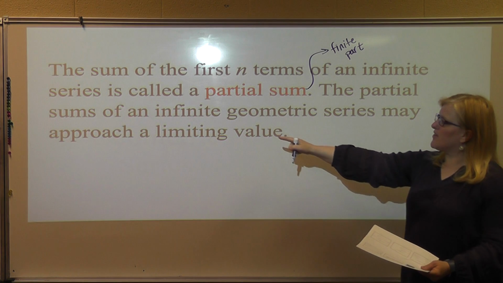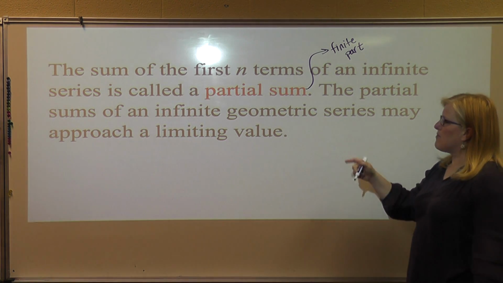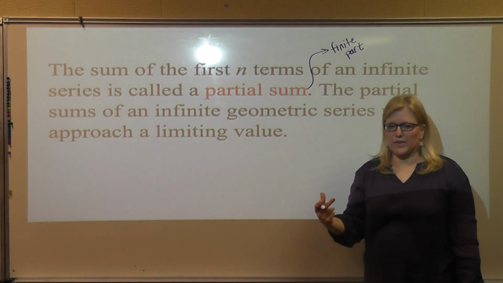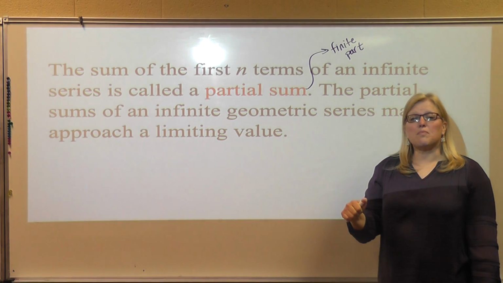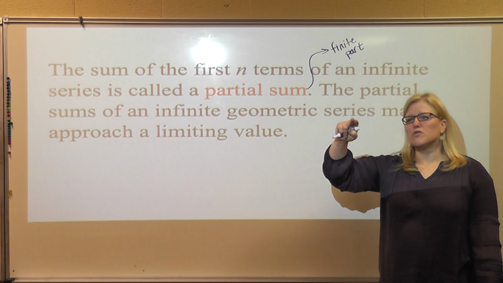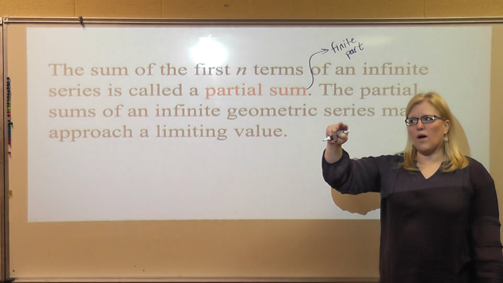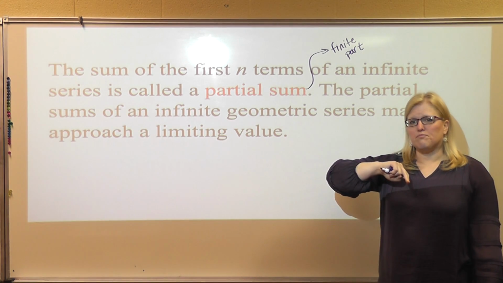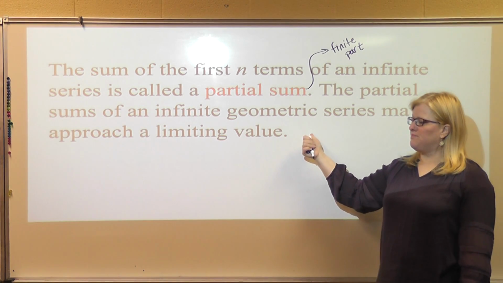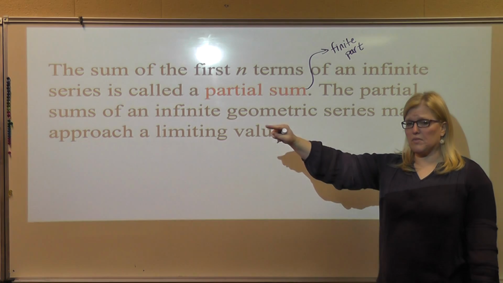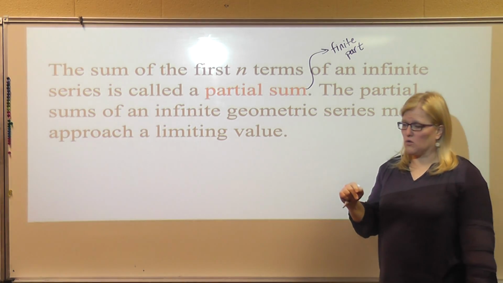The sum of an infinite geometric series may approach a limiting value. That is something that we're going to see today. It's basically like an asymptote. You get closer and closer and closer. You never quite get there. But the asymptote is that line. You're going to notice that the sum is going to be like the asymptote.